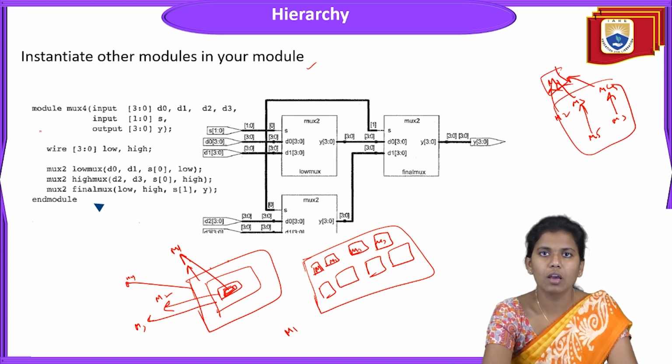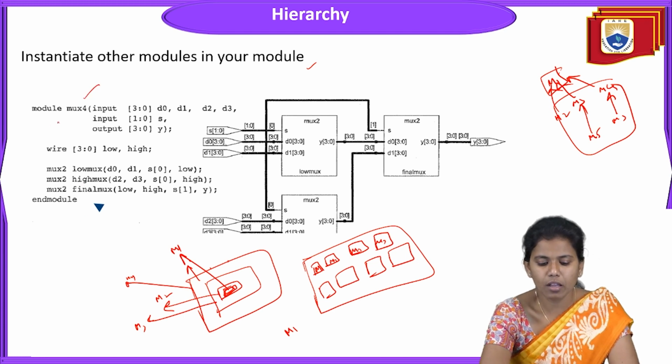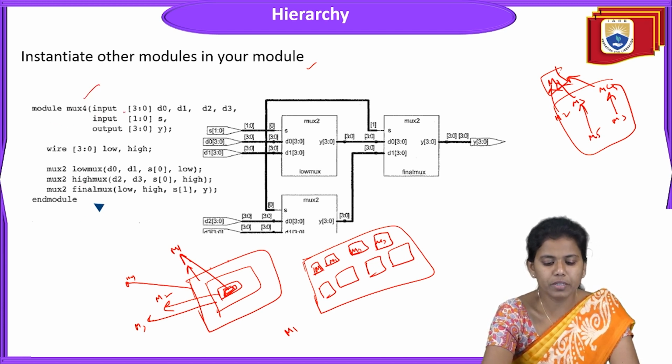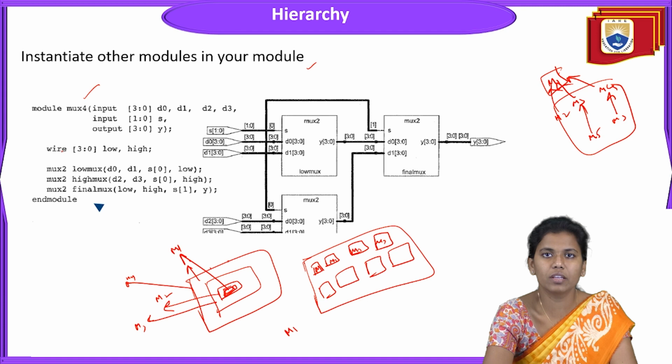So here, consider a multiplexer module. Inputs are D0, D1, D2, D3, as well as the selection bits, and the output is Y. What am I doing here? I'm using the internal connection via wire [3:0]. Based on the selection lines, we can say whether the output is going high or low. So here I am representing high or low.